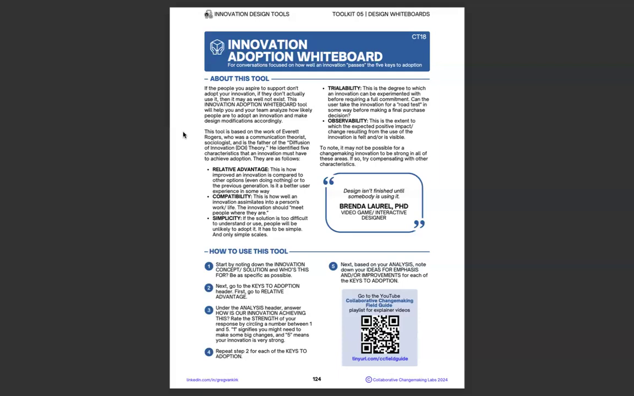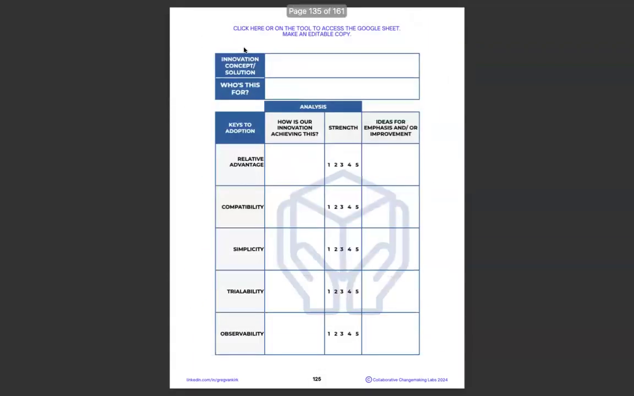So how to use this tool? You see the guidance here in 5 steps. See as well the QR code and hyperlinks to see this video. I'm going to go through this in my own words, but it's obviously in keeping with the how to use this tool steps. So as always, click here on the PDF or on the tool to access the Google Sheet, make an editable copy. So this is Google Sheets.